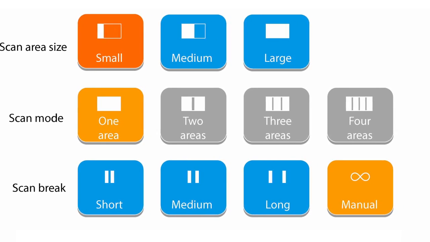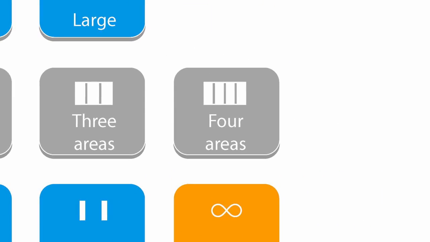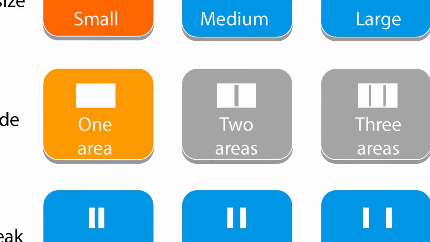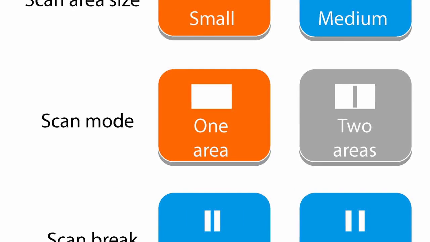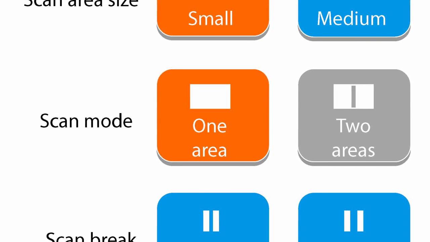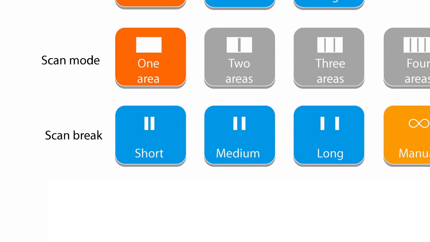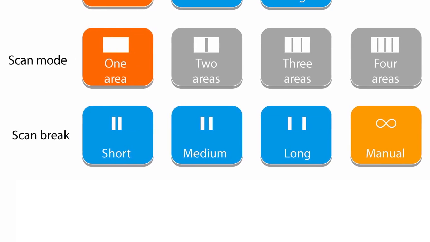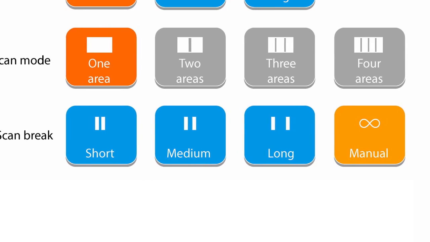Scan mode allows you to divide the scan area in parts depending on the sensitivity of the patient. Four areas breaks the scan into four parts, making it less painful. Because we chose a small treatment size, one is already selected, allowing us to scan the area in one quick pass. And here you can select the length of the pause between laser pulses so it stops and starts automatically.